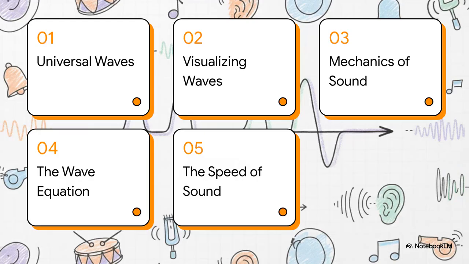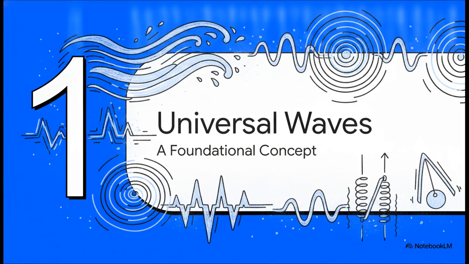Let's dive in. So here's our roadmap for this explainer. First, we'll look at the universal phenomenon of waves, then how we visualize wave propagation. After that, we'll break down the actual mechanics of sound, derive the wave equation itself, and finally, figure out what actually sets the speed of sound. Okay, Part 1, the universal phenomenon of waves.